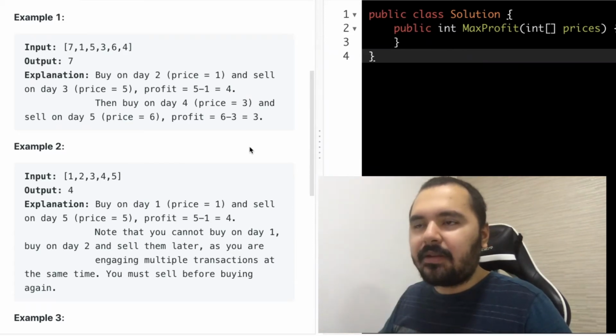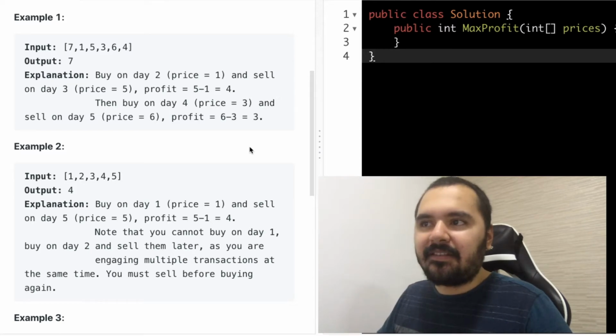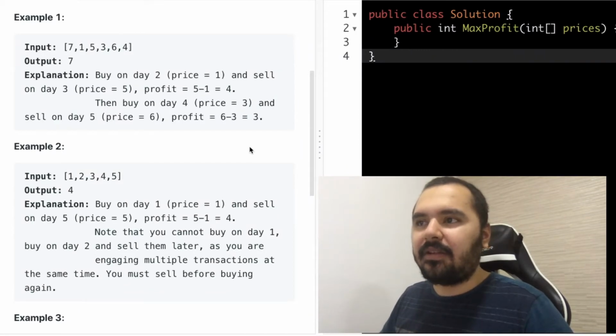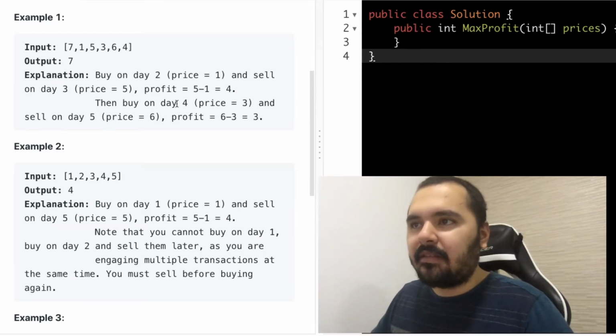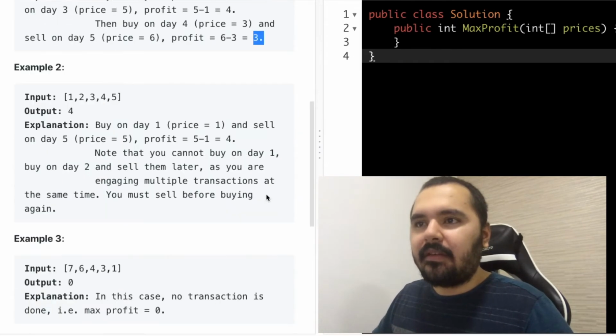And after that, we are buying on day 4 with price 3 and selling on day 5 with price 6. And again, the profit is the difference between these two prices. And yes, as the output is 7, it's clear that we are adding both profits here.